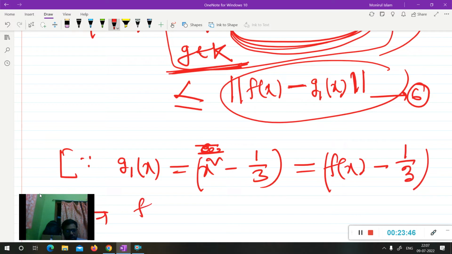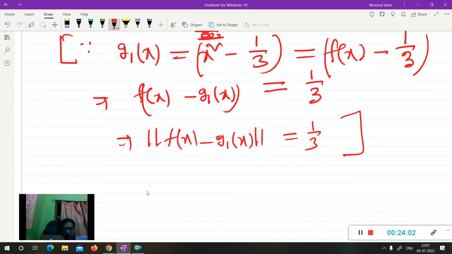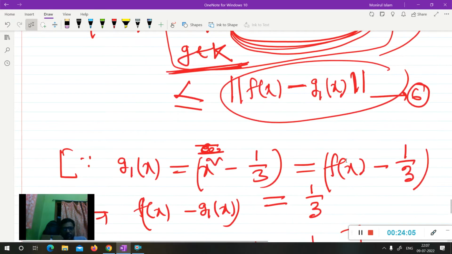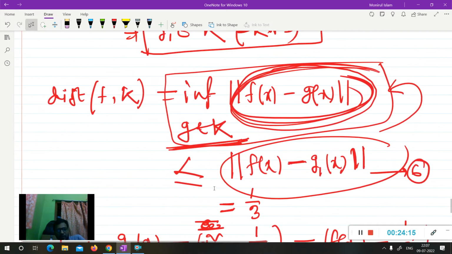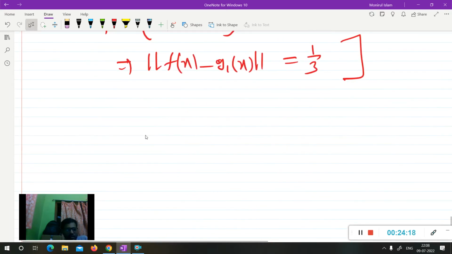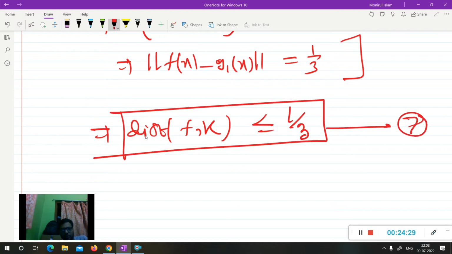Now from here, f(x) minus g1(x) will be equal to 1/3. If you take the norm on both sides, the norm of f minus g1 will be 1/3 itself. So you get the distance of f from K is less than or equal to 1/3. This is our aim to prove; you can name it 7. I have proved that the distance of f from K is less than or equal to 1/3.